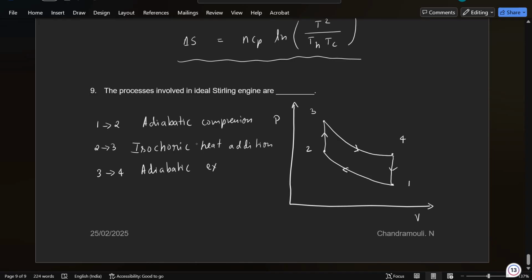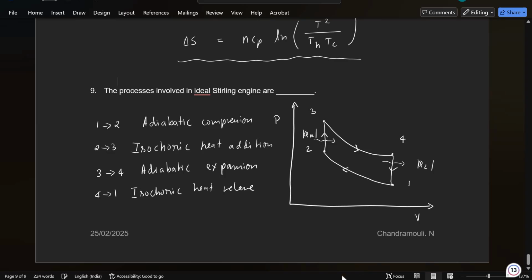Here you put in heat, so that is QH, and heat is taken out here, that is QL. So this is adiabatic expansion. And the final process, 4 to 1, what is it? Isochoric heat release. All right, so these are the processes in an ideal Stirling engine.